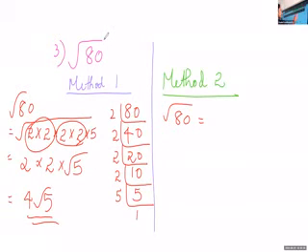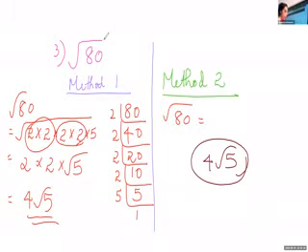Noble, listen carefully. First method you got as 4 root 5. Correct? Yes, 4 root 5. Write the square of 4. Take the answer from the first method. This is the first method. You got the answer as 4 root 5 from the first method, right? Only one method you need to know, but I am teaching 2 methods.